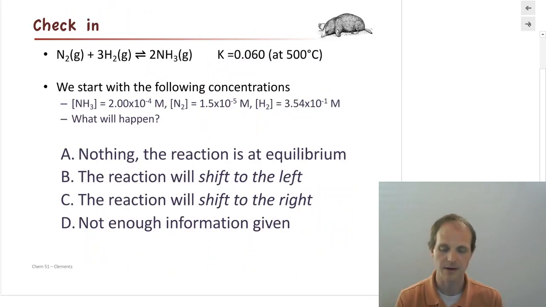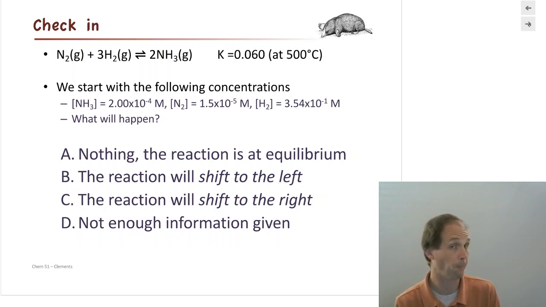So here we go. We've got the reaction of nitrogen and hydrogen forming ammonia. K is 0.60. We've got these different starting concentrations than in the previous slide. And I want to know what's going to happen. Is the reaction going to shift to the left, shift to the right? Is it at equilibrium? Or can we not tell because we need some more information? So go for that one and then see what you get. What'd you come up with?